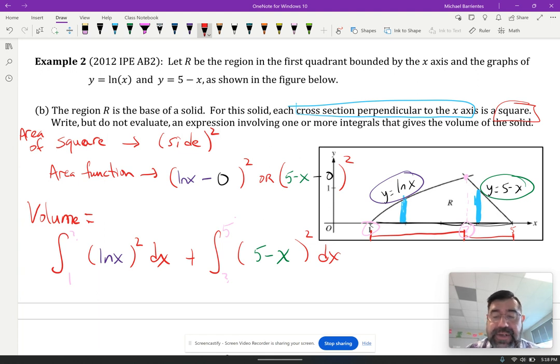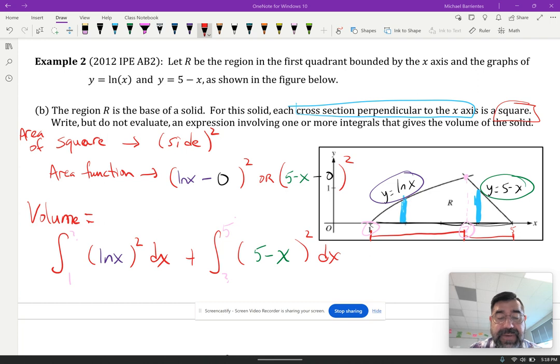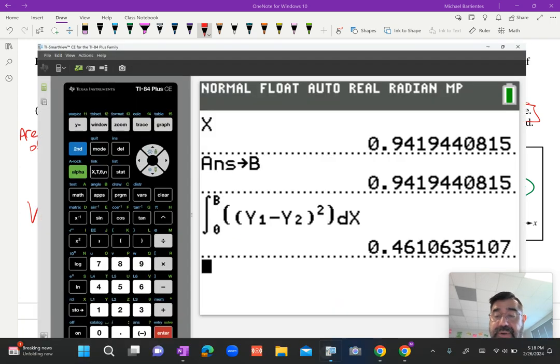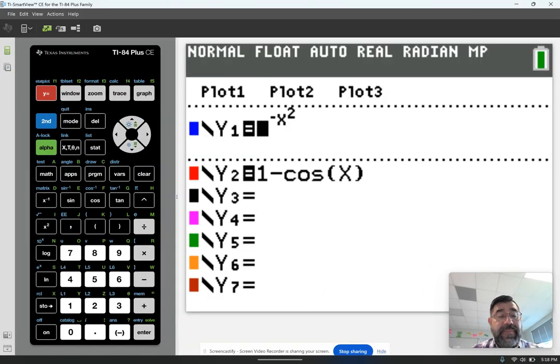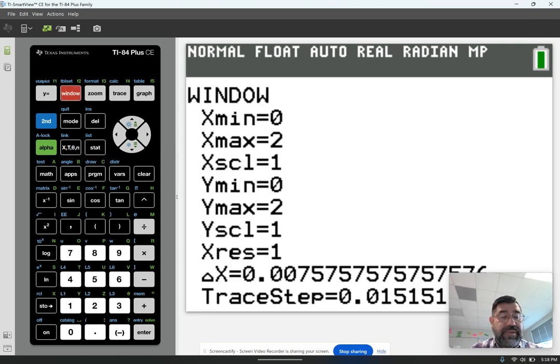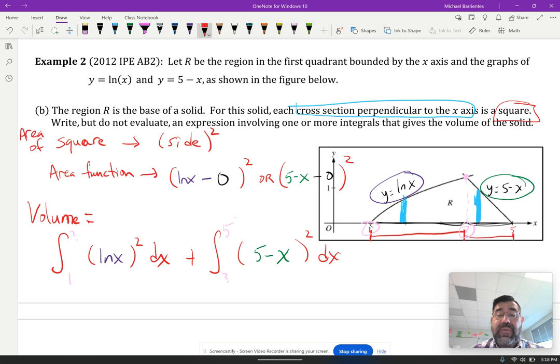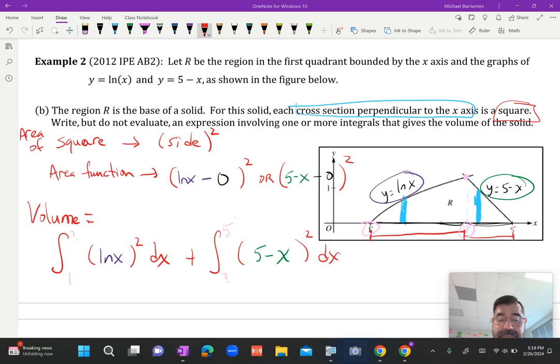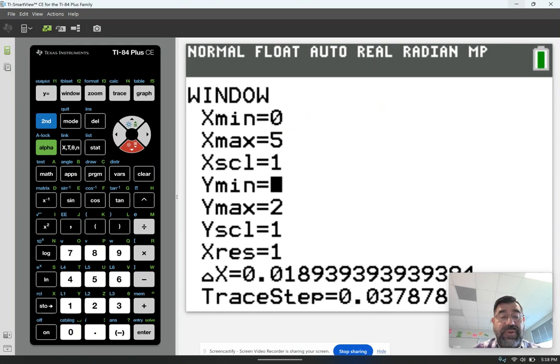So I'm going to need my calculator. I get my calculator, and we're going to find the intersection point of those two. So I come over here. Let's clear that out, and we'll do the natural log of x. We'll clear that out. We'll do 5 minus x. And then I believe my window will go from 0 to 5, and then my y min and y max, it looks like it's going from 0 to 2 maybe. We'll give it some room, and we'll go from 0 to 2.